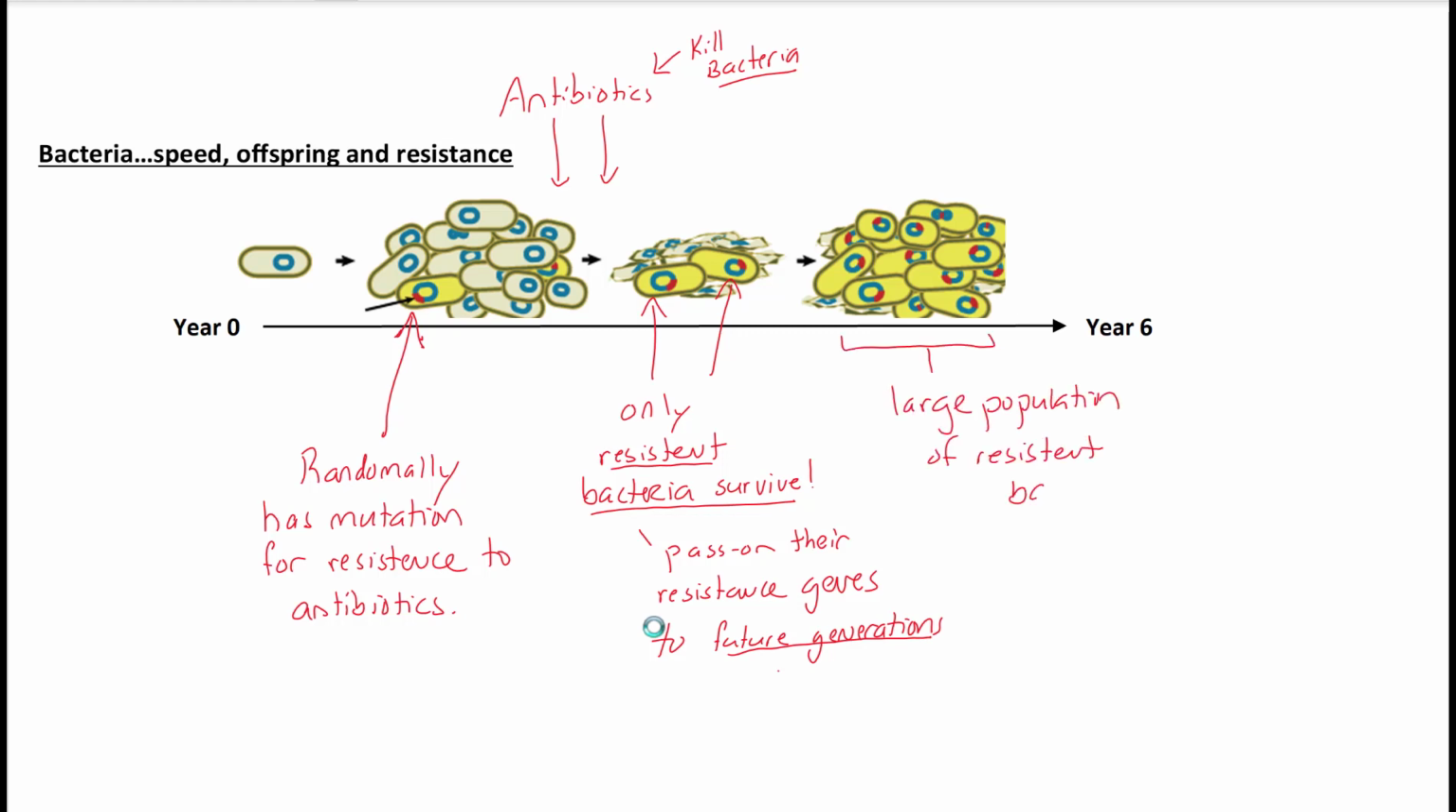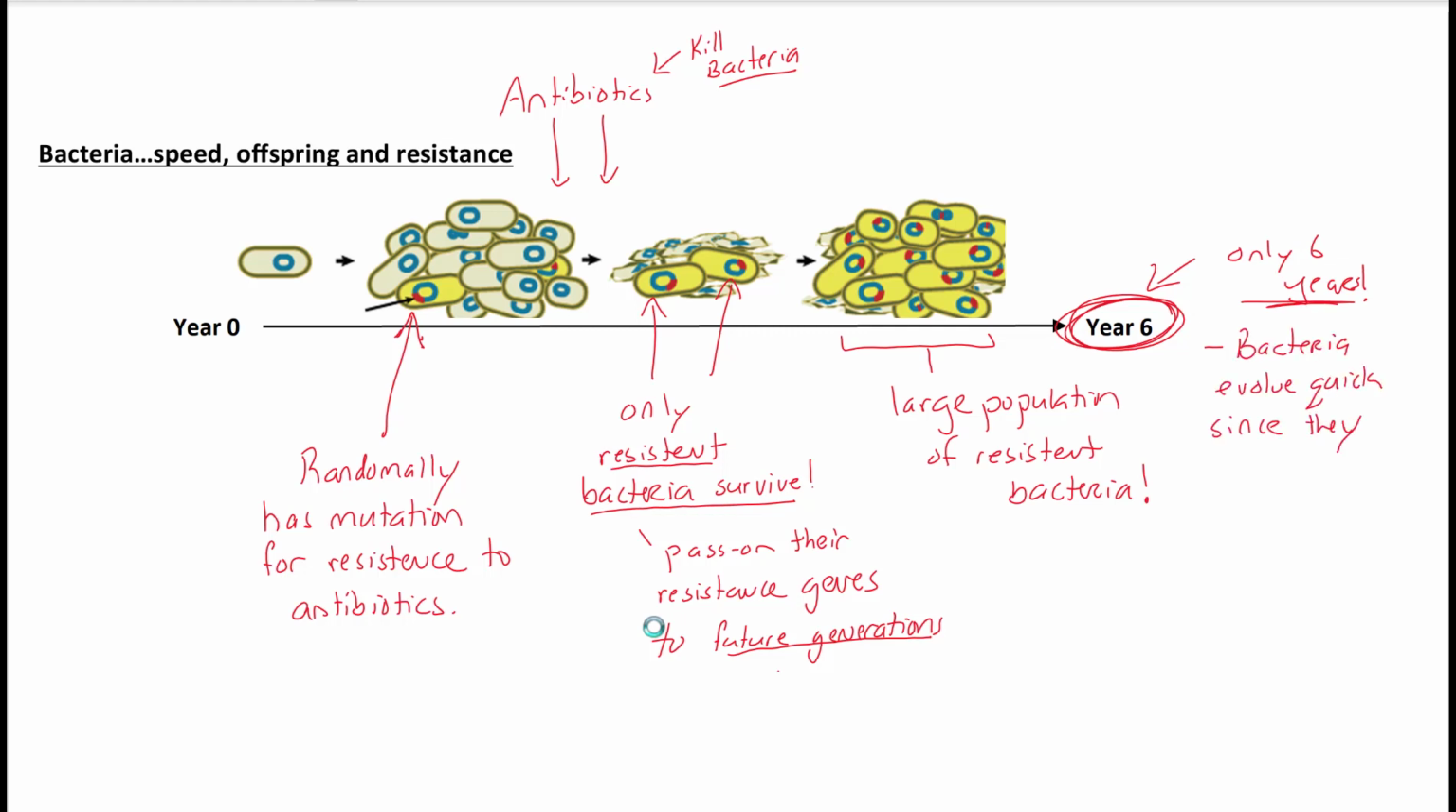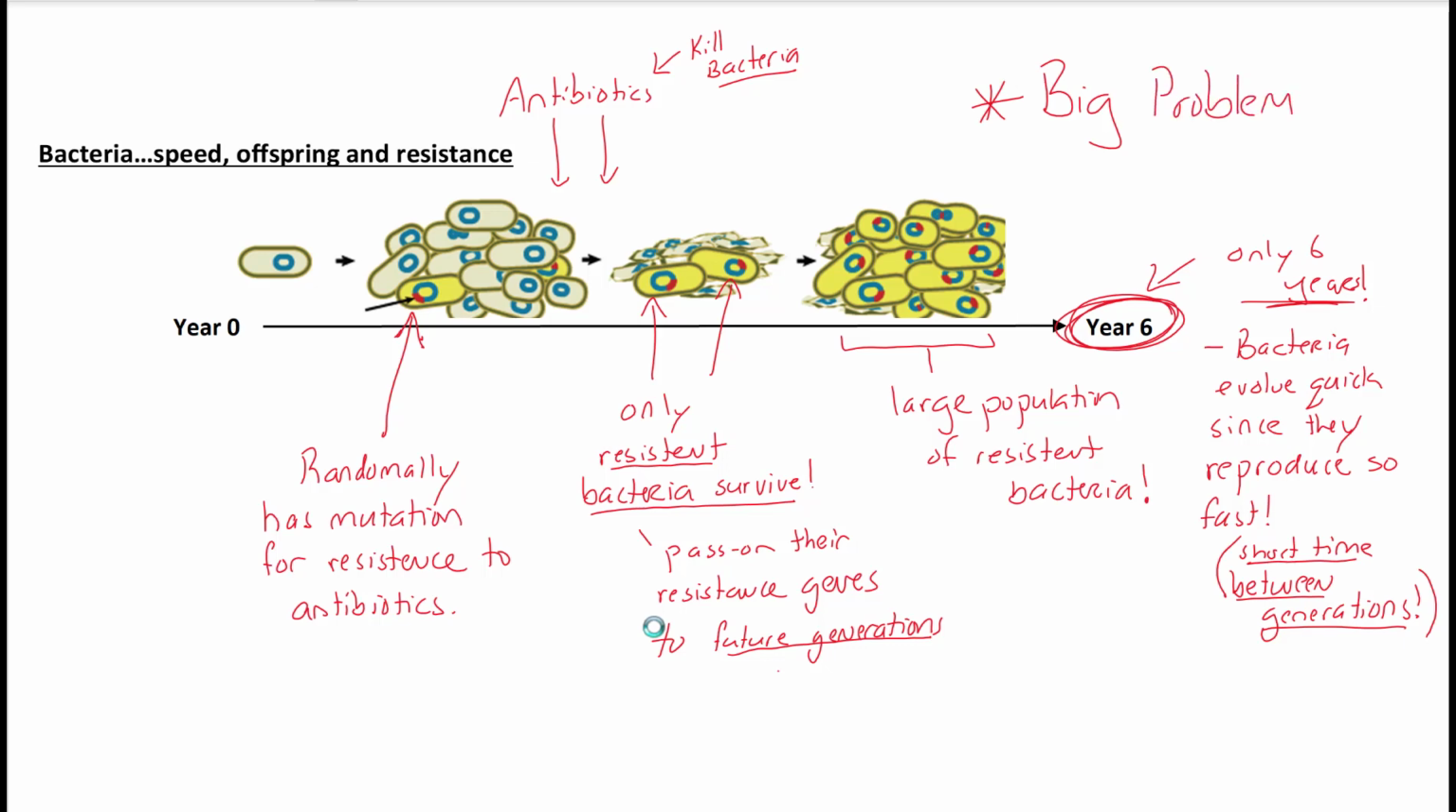Meaning you go to the doctor with an infection and you have these bacteria, they'll say, good luck, hopefully your immune system will fight them off. There's no medicine that will kill them. And they only did this in 6 years. Decades, not millions of years, because they reproduce so fast. A very short time between generations, allowing them to evolve in decades rather than millions of years.